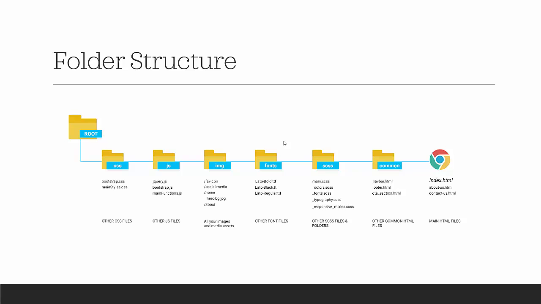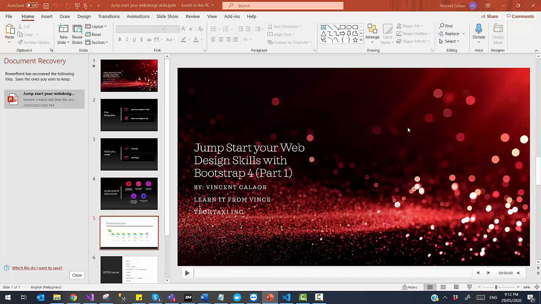Let's start with the folder structure. Of course, you have to arrange your files so that they are logically arranged. As you can see here, we have the CSS files in one folder, JS files in one folder, IMG for images, and fonts. SCSS is the precompiled CSS, though we will not be tackling that much. Then we have a common folder for your navigation, footers or any reusable part of your pages, and then of course the index page. That is how we structure our web page.